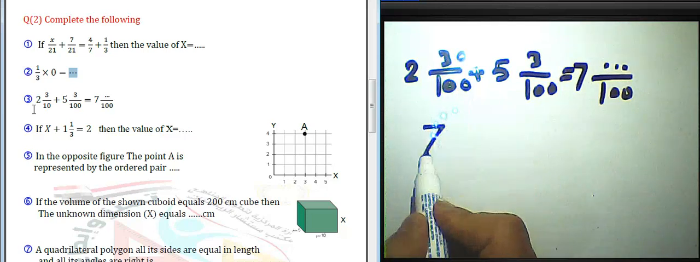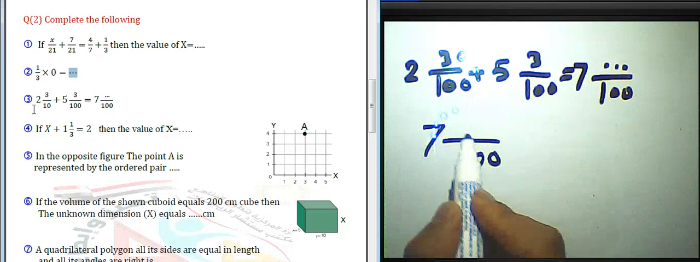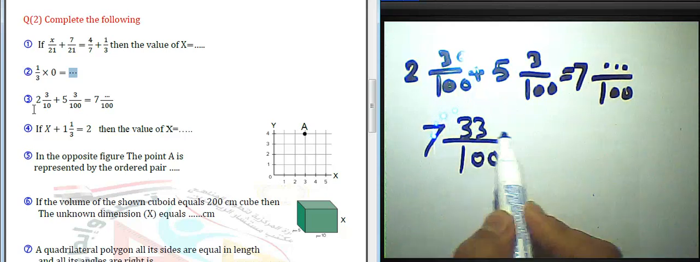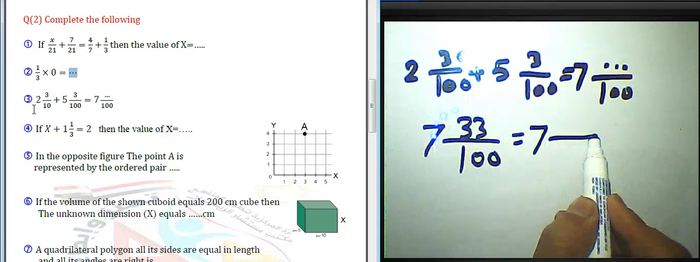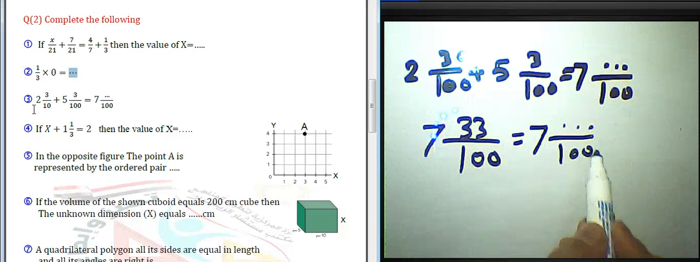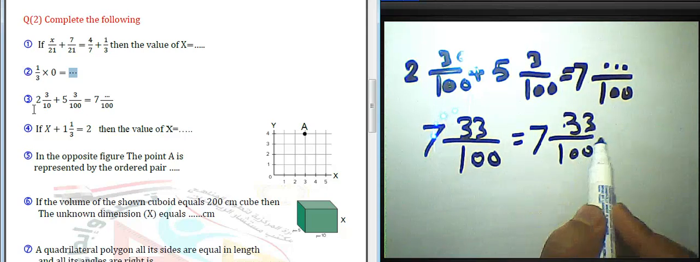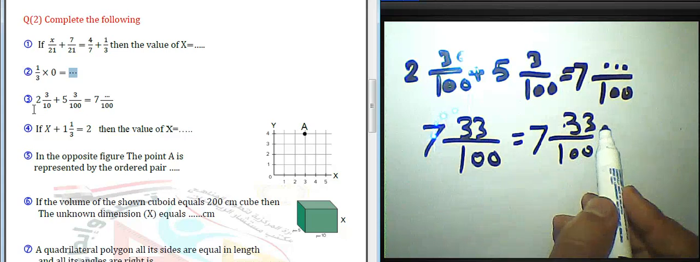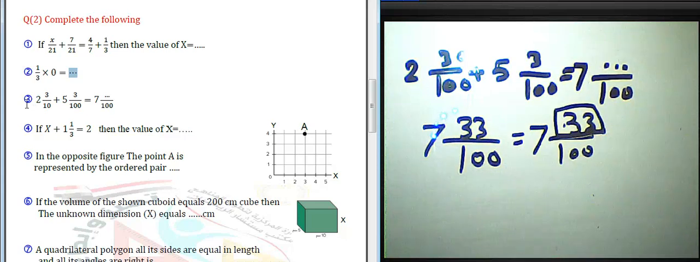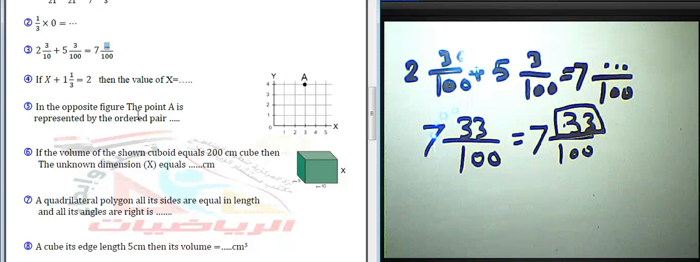2 plus 5 equals 7, and write 100 in the denominator. 30 plus 3 equals 33, so the result here will be 33. We must write 33 in the space. It's the result. Okay, my students, here 33. Okay, understood? Question number 4.